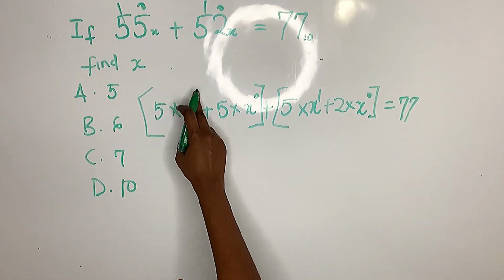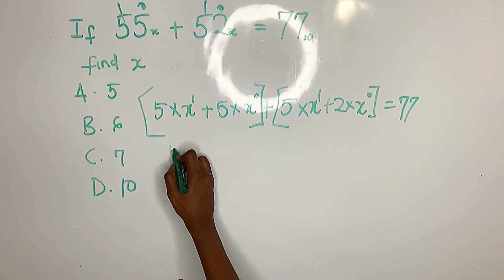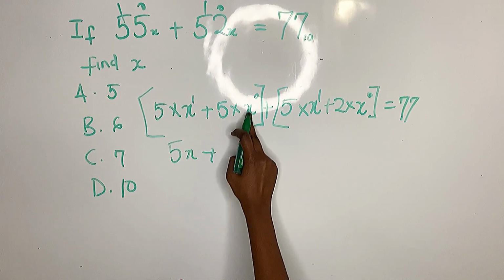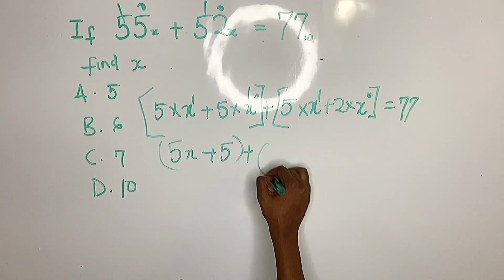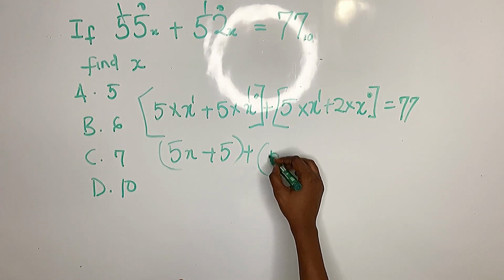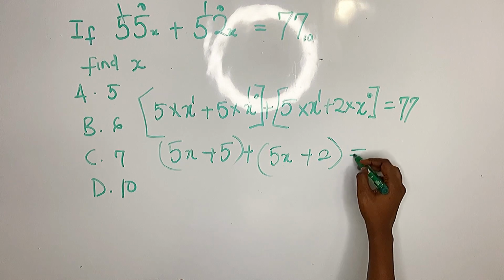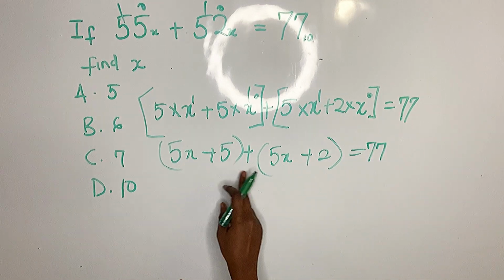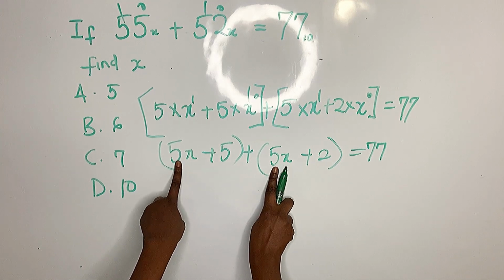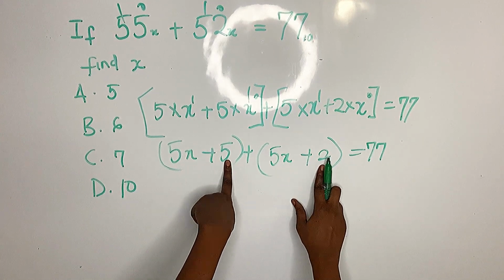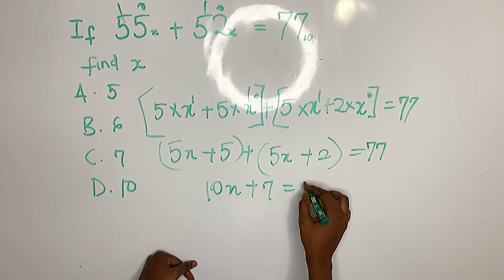Okay, 5 times x raised to the power 1 is the same thing as just 5x. So we have 5x plus 5, since x to the power 0 is 1, plus 5x, because 5 times x raised to the power 1 is also still 5x, plus 2. Okay, is equal to 77. 5x plus 5 plus 5x plus 2. If we collect like terms, 5x and 5x add up to each other, and then 5 and 2 add up to each other. So we have 10x plus 7 is equal to 77.